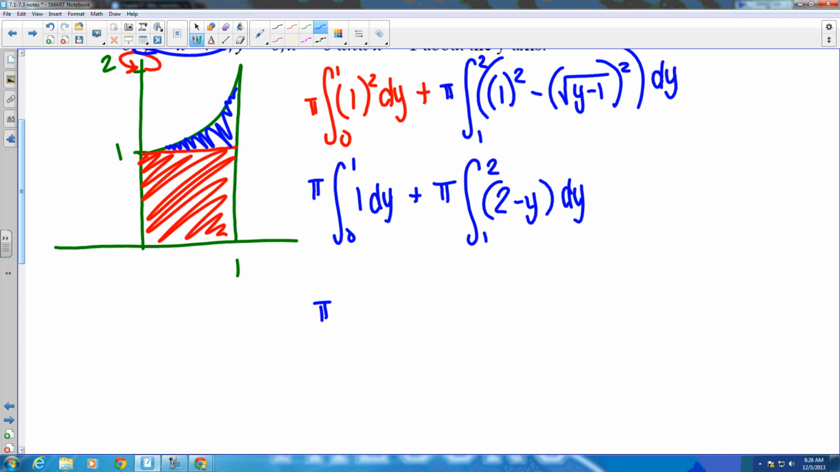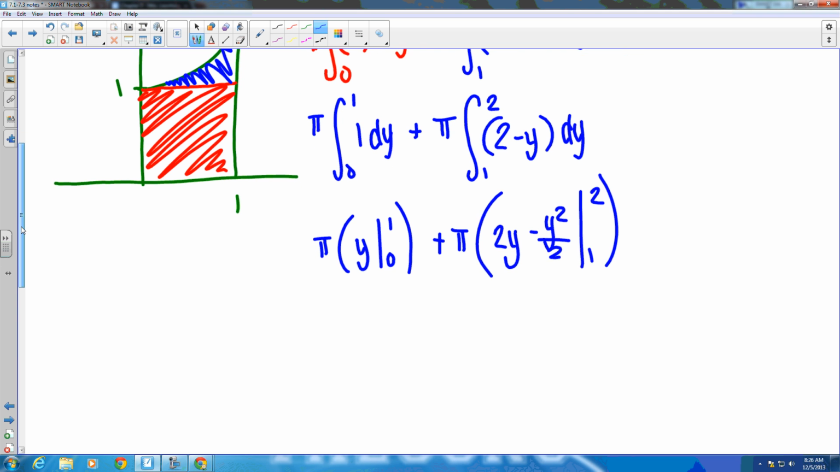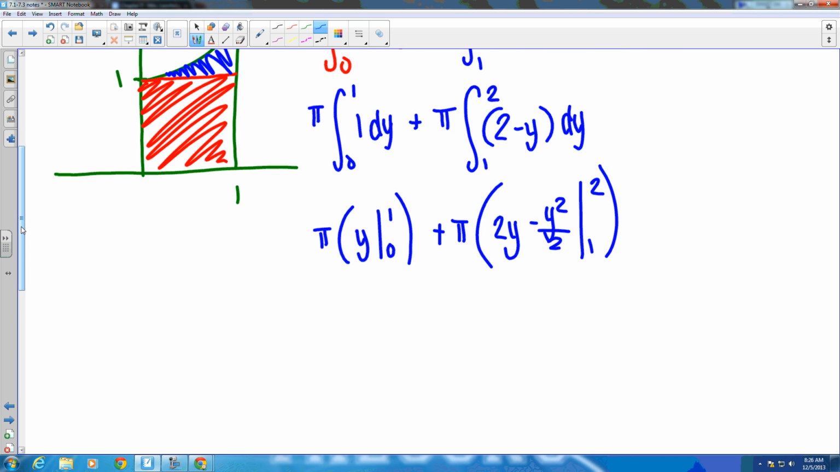Then we take the integral of each piece of that individually. First one is just y evaluated from 0 to 1. Second one is 2y minus y squared over 2 evaluated from 1 to 2. So if I do all that, I end up getting 3 pi over 2.